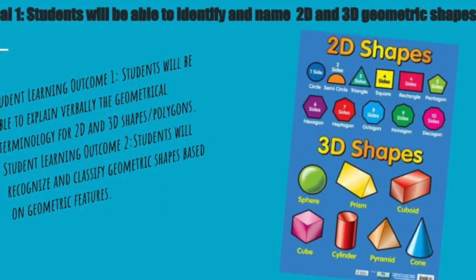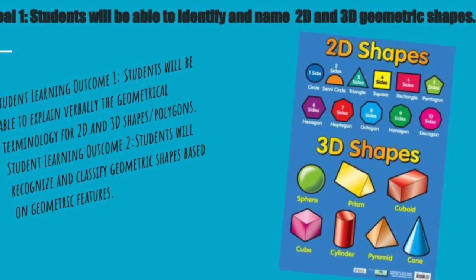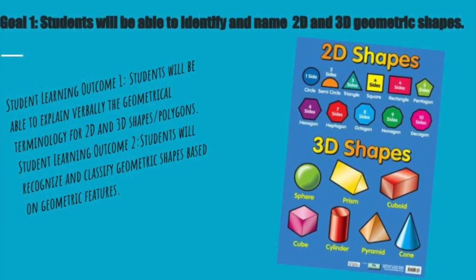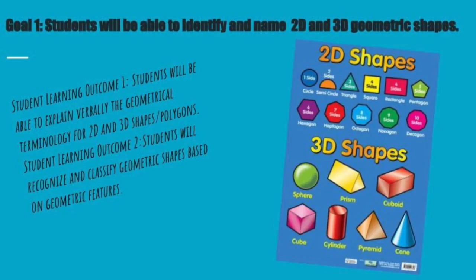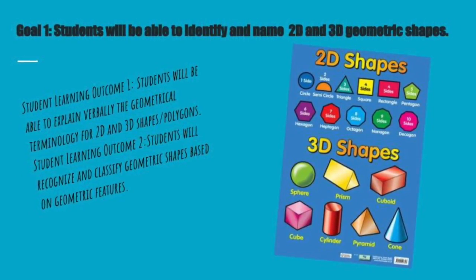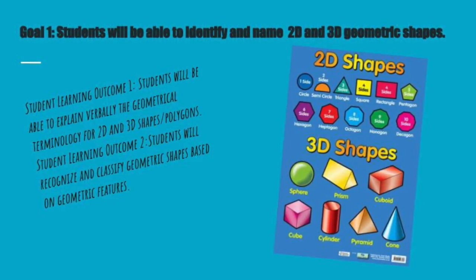There are 3 goals that will be covered throughout this unit. The first goal is that students will be able to identify and name 2D and 3D geometric shapes. Students will be able to verbally explain terminology for these shapes, as well as recognize and classify based on specific features.